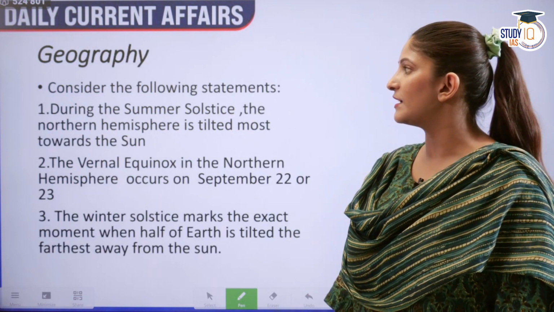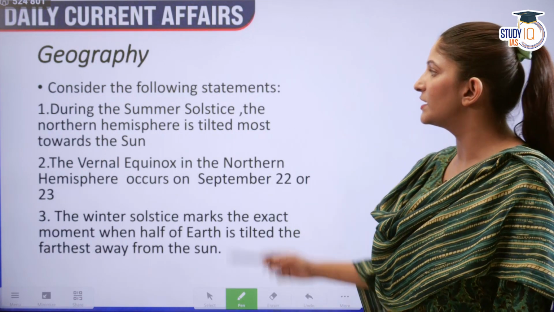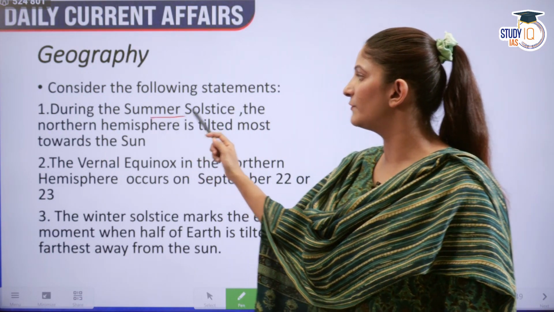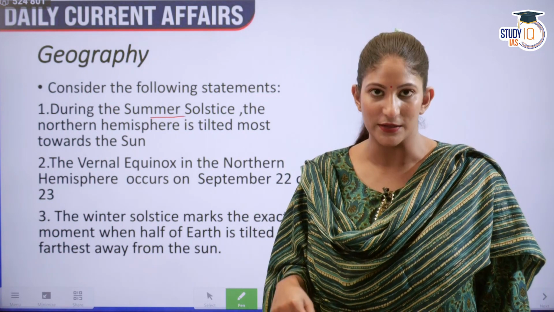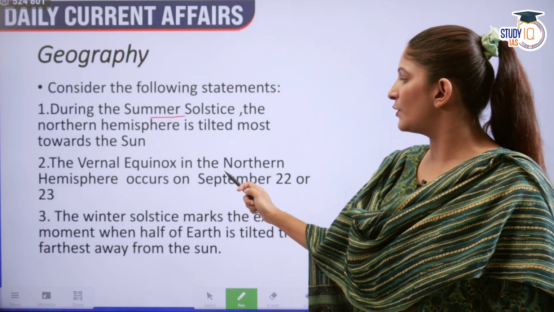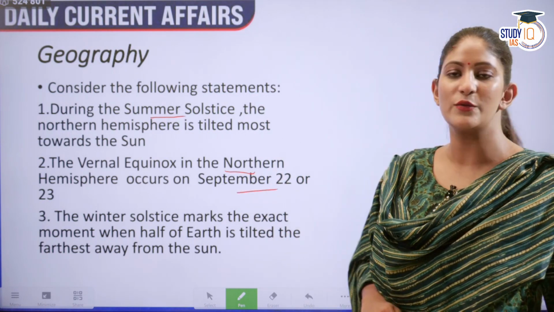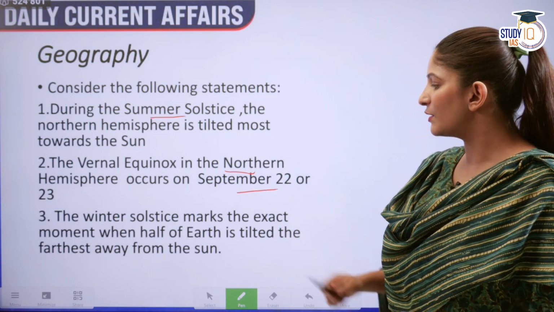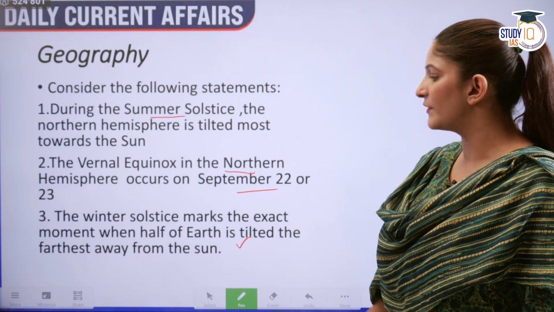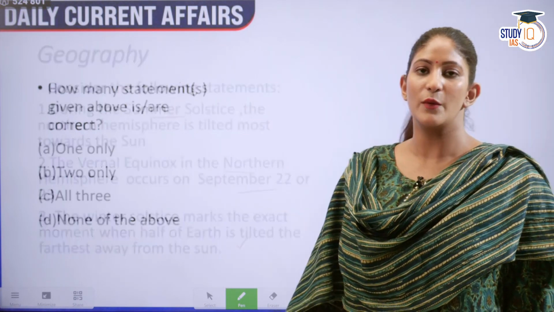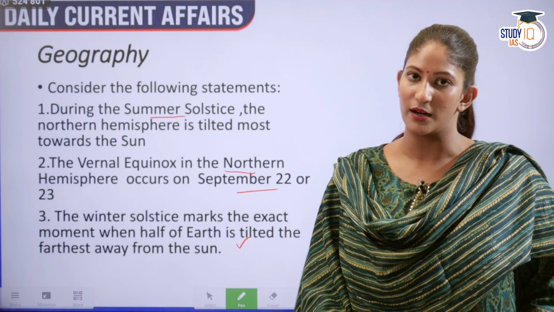Now let's move towards the events. First of all, let's talk about the following statements. Consider the following statements during summer solstice. The northern hemisphere is tilted most towards the sun. The vernal equinox in the northern hemisphere occurs on September 22nd or 23rd. The winter solstice marks the exact moment when half of the earth is tilted farthest away from the sun. So what do we have to see? How many statements given above is or are correct?